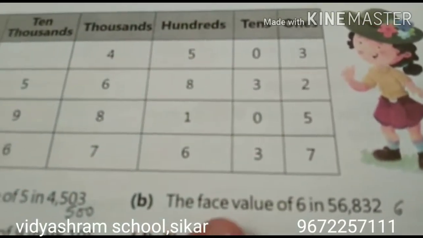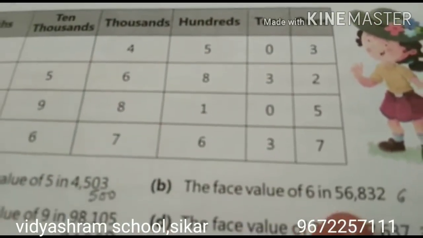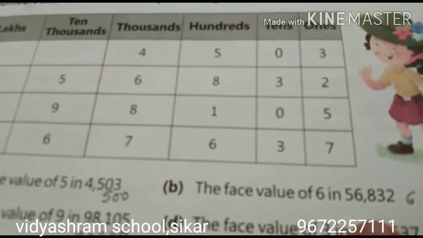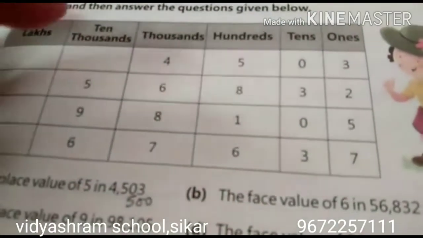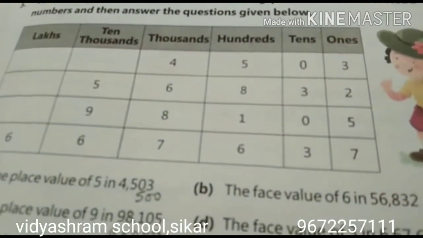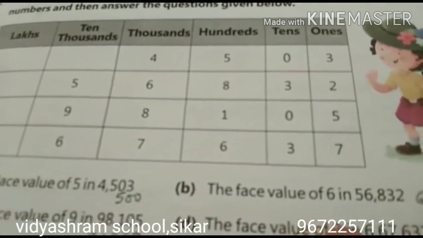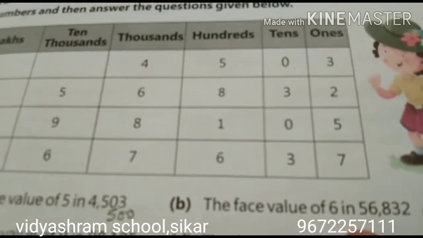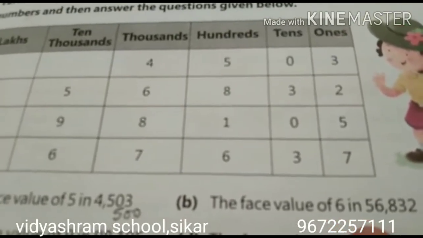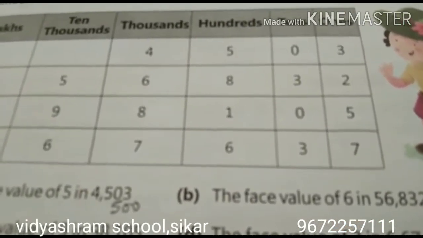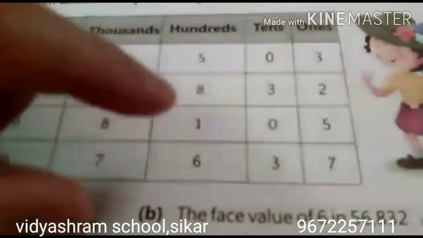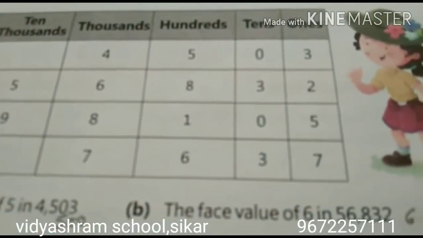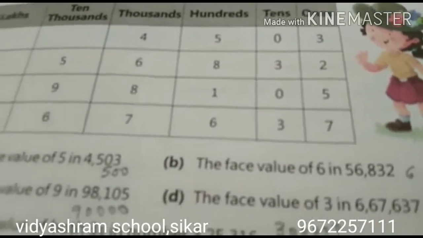Now see here, the face value of 6 in 56,832. That is the 6, but I already told you the face value of any number is the number itself. So what is the face value? 6. I will give you one example. When you see your face in the mirror, what do you see in the mirror? Your face exactly. It is like this only. They want the face value here. Face value of 6 is 6 only. Okay. Now C.